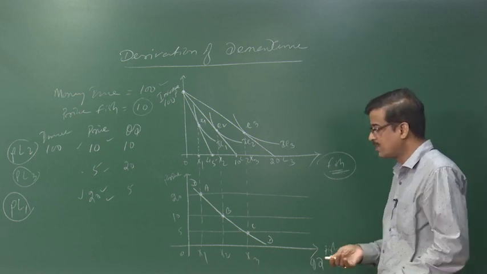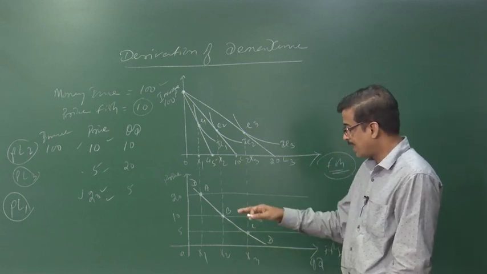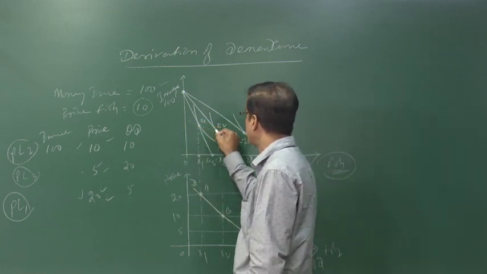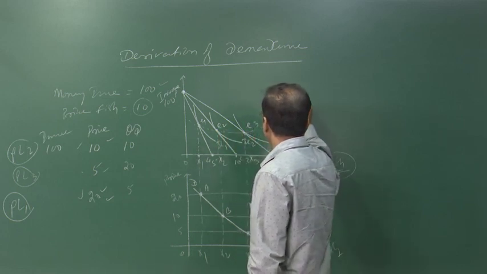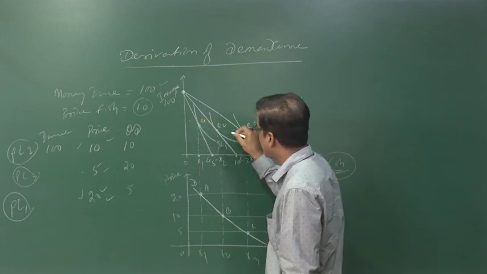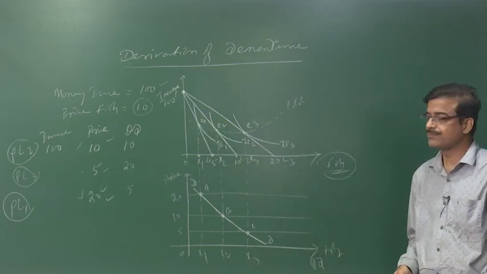So, due to that the demand curve is a downward sloping demand curve here, and this is how we derive it. When we join these points, we know this is called the price consumption curve, and from the price consumption curve we derive this particular demand curve. Okay.